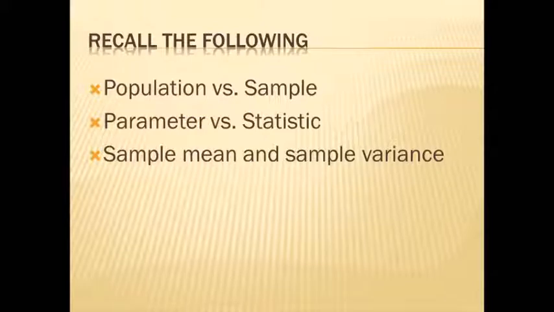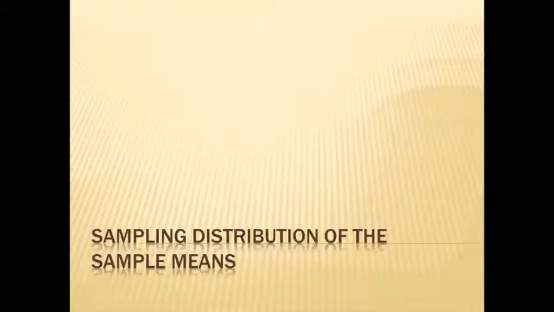First, population versus sample. Population is the totality of our scores, while sample is a subset. Parameter, these are the values assigned to the population, while statistic refers to the values assigned to our sample. Sample mean and sample variance are the mean and variance of our sample scores respectively. The lesson is all about the sampling distribution of the sample means.